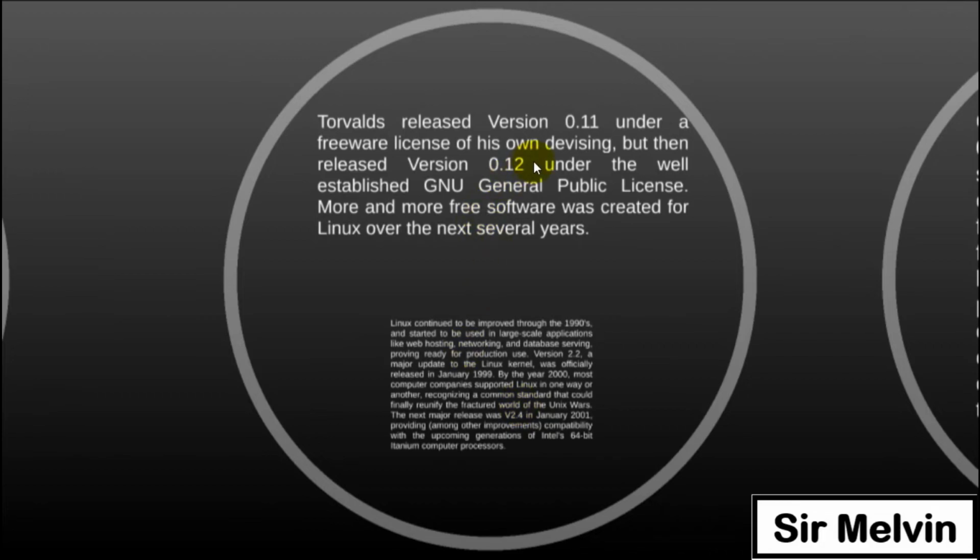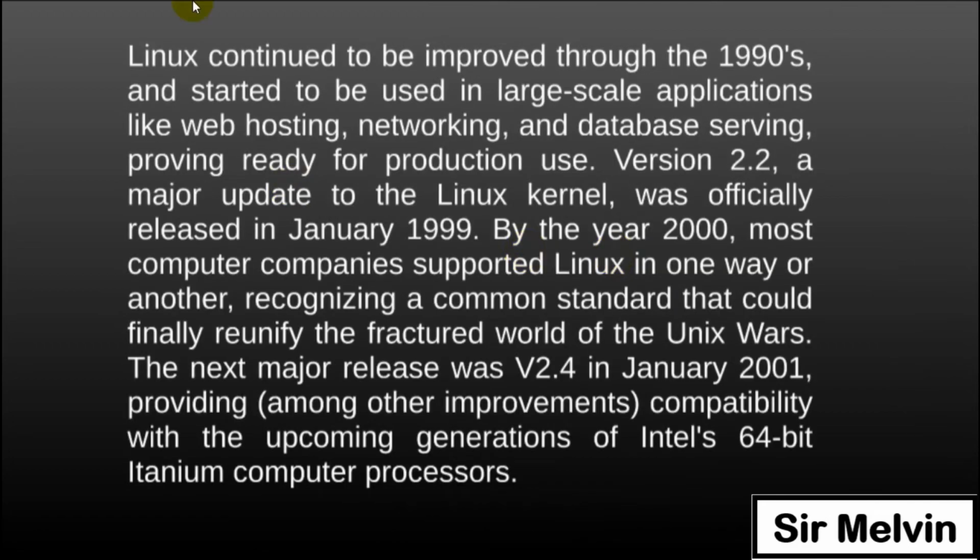Torvalds released version 0.11 under a freeware license of his own devising, but then released version 0.12 under the well-established GNU General Public License. More and more free software was created for Linux over the next several years. Linux continued to be improved through the 1990s and started to be used in large-scale applications like web hosting, networking, and database serving, proving ready for production use.